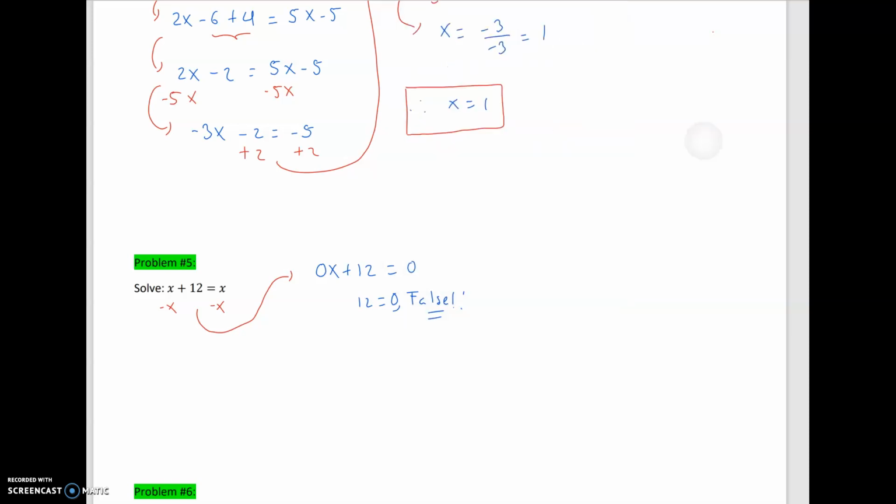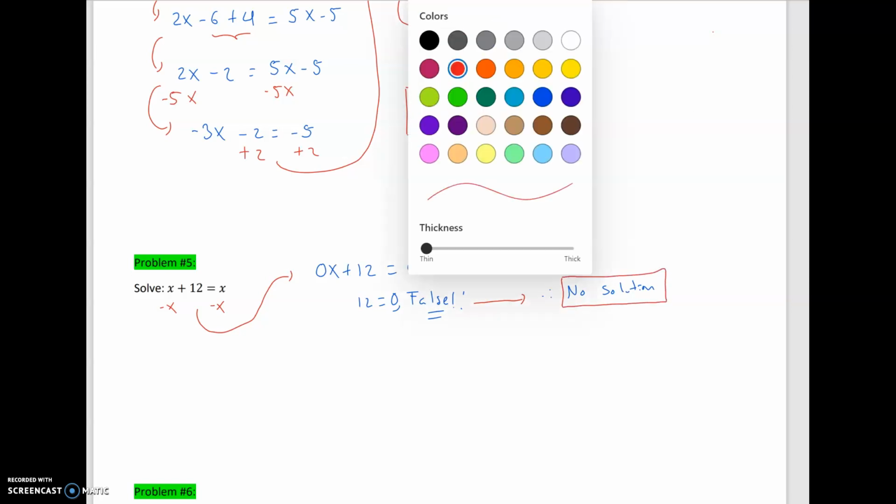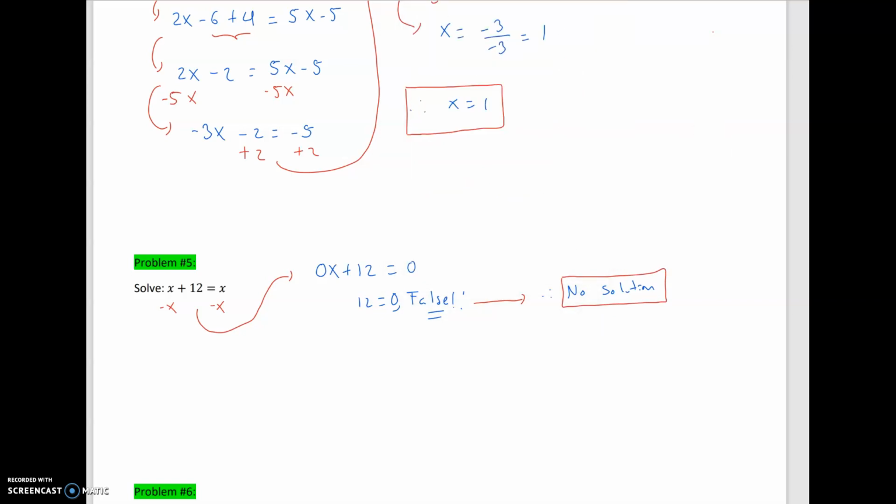Now, remember that anytime that you obtain a false statement, it's going to be the no solution case. So in this case, you could just simply say no solution. There are some problems that are going to be asking for the set. And in this case, it's going to be the empty set. So for the set, we would simply say the empty set.